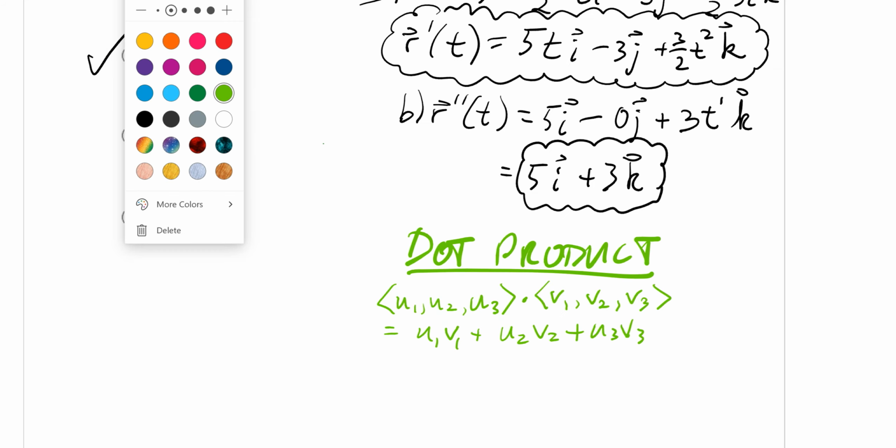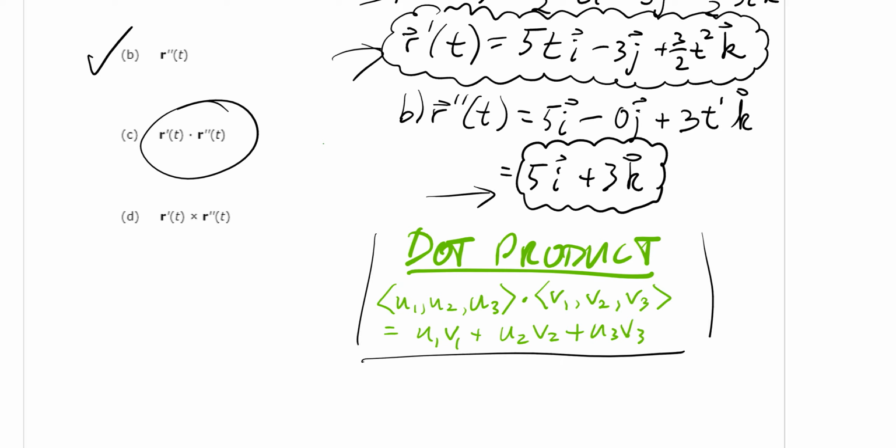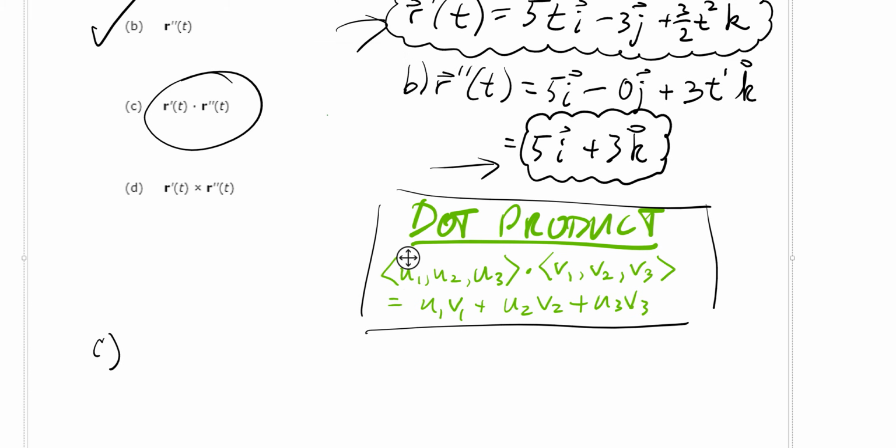Now in part C, we have to calculate a dot product, r prime of t dot product r double prime of t. So we have this vector-valued function dot product with this one. This is the formula for the dot product. So for part C, we go like so.